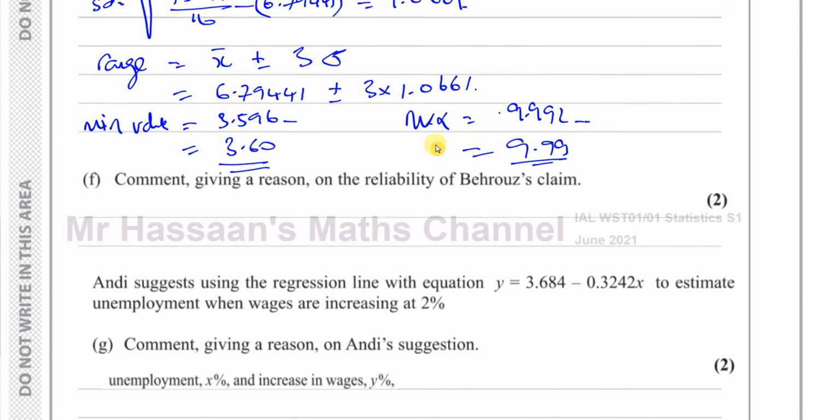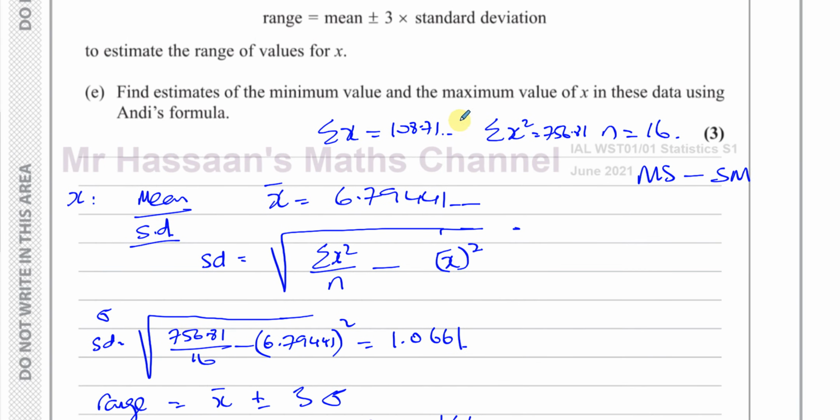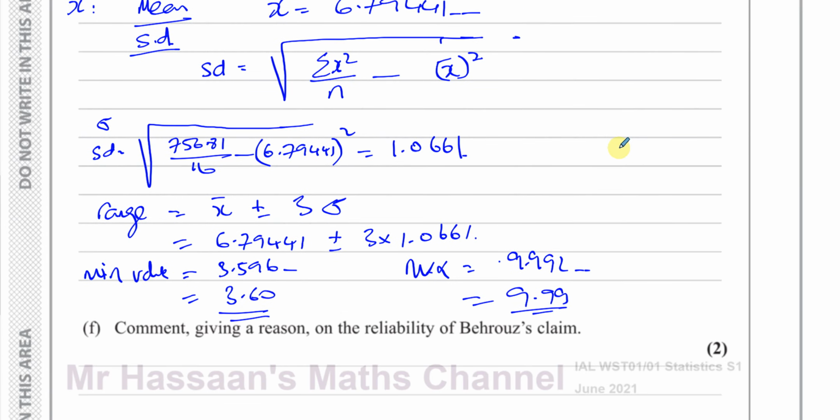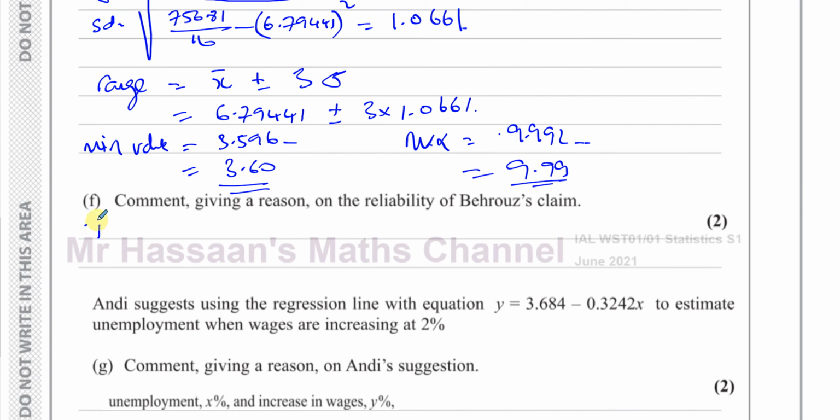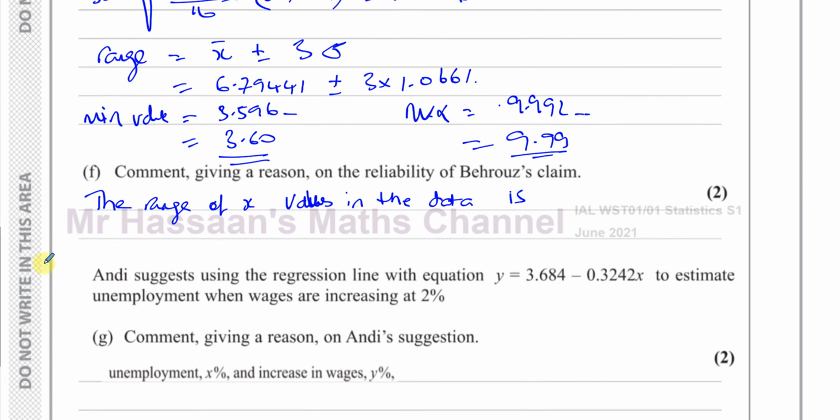Now, as you can see here, the maximum and minimum values of X in this data are going to be between 3.6 up to 9.99. So X equals 2. We can say the range of X values in the data is between the values, as you mentioned here, 3.6 to 9.99.